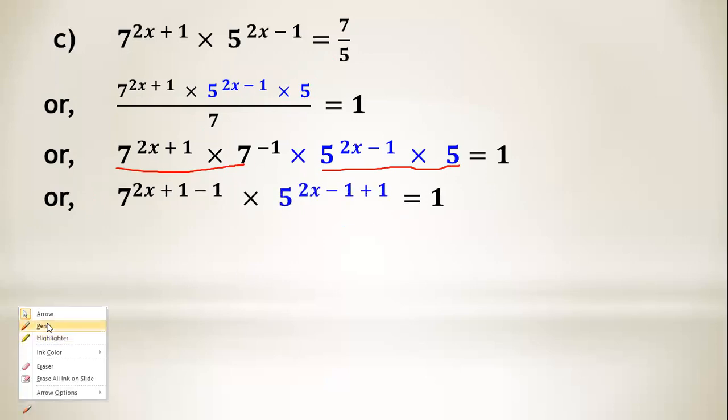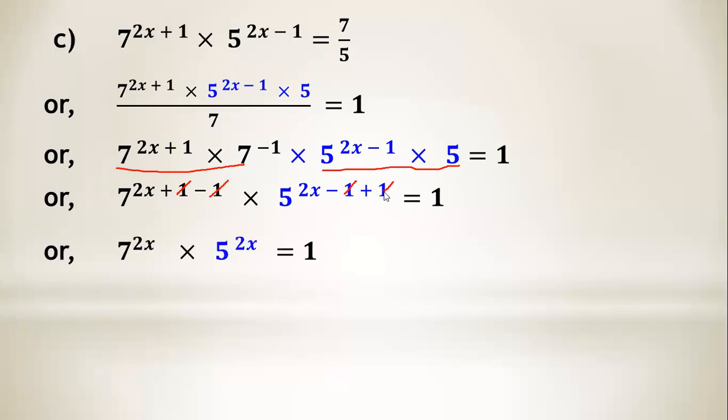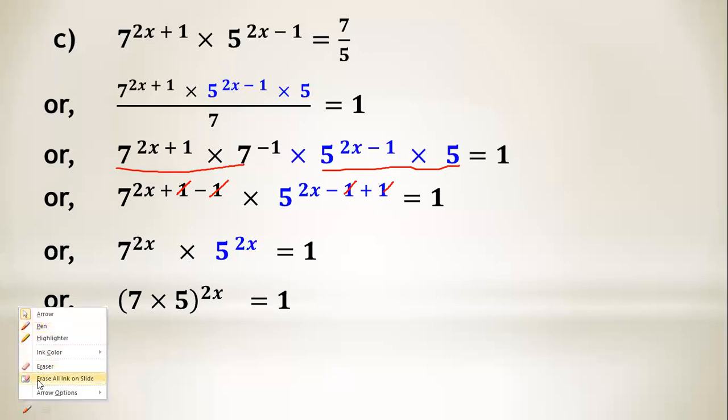When we simplify, plus 1 and minus 1 will cancel, and minus 1 and plus 1 will cancel. That means there will be 7 to the power 2x times 5 to the power 2x equals 1. We have been discussing this idea many times: if there is a product sign, even though the bases are different, we can take the power common by keeping the bases together in multiplied form. So we can write 7 times 5 whole to the power 2x equals 1.